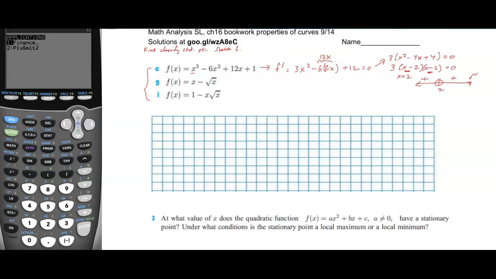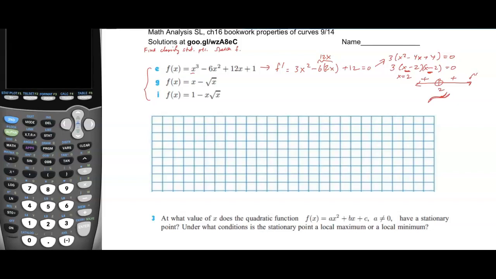So this function is increasing to the left of the stationary point, and it's increasing to the right of the stationary point. So it has a shape like that, which we know is an inflection point. So it's a stationary inflection point. Let's sketch it here. So I'm going to sketch it on this grid, and I'm going to sketch it in blue.